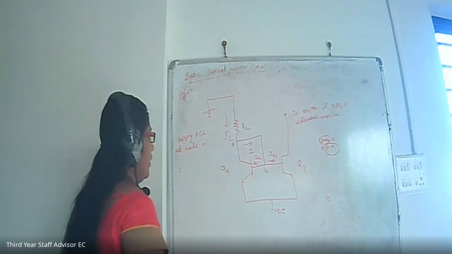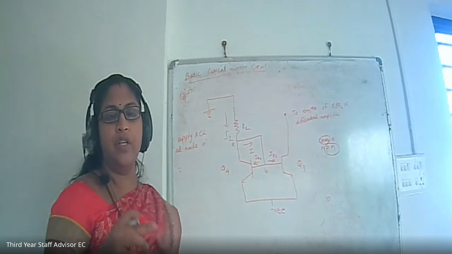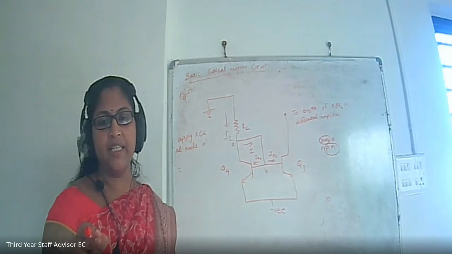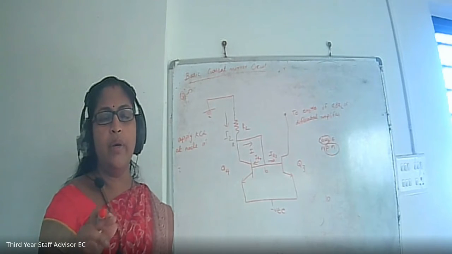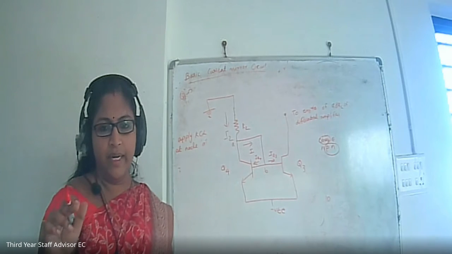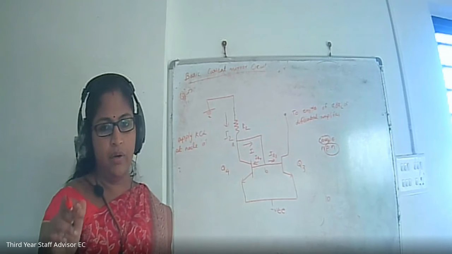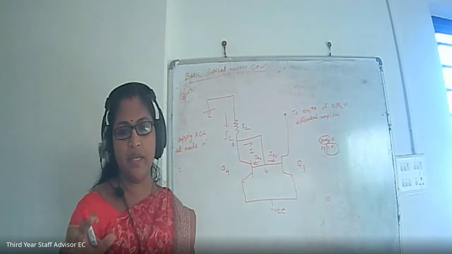So Kirchhoff's current law states that the algebraic sum of the currents meeting at a junction is equal to 0, or you can write it as total incoming current is equal to total outgoing current, or sum of the incoming current is equal to sum of the outgoing current.